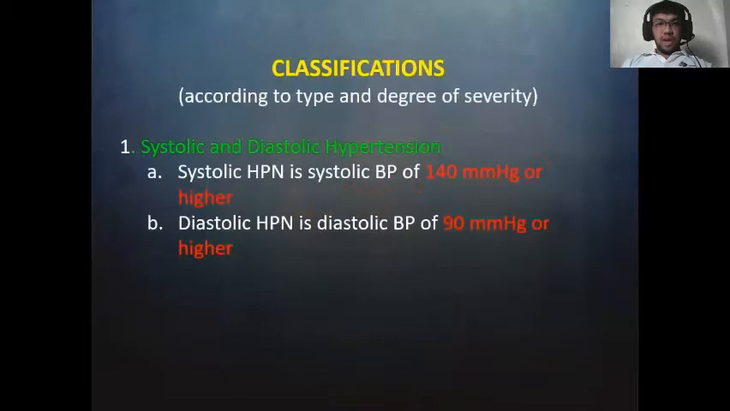So, classifications according to the type and severity. There is number one, systolic and diastolic hypertension. Letter A, systolic hypertension is the systolic blood pressure of 140 millimeter mercury or higher. So if you have this value on your systolic blood pressure, that is considered systolic hypertension. But for the diastolic hypertension, if your diastolic blood pressure is above 90 millimeter mercury or higher, it means that you're experiencing diastolic hypertension.